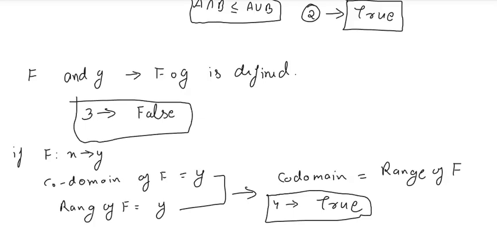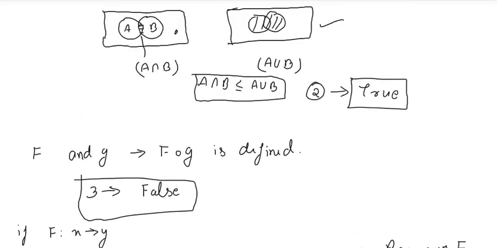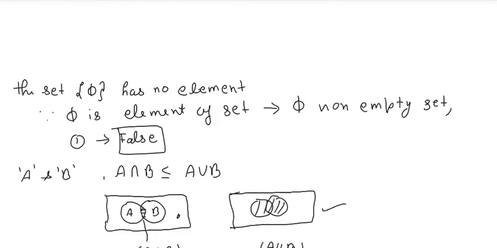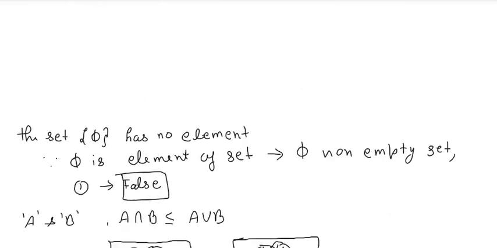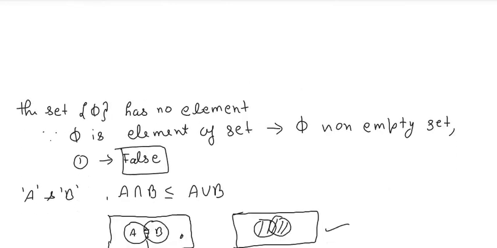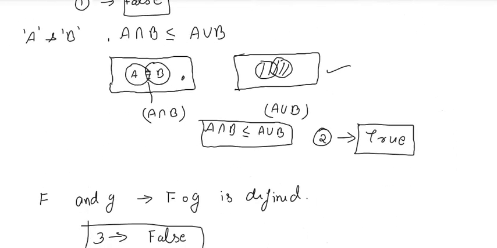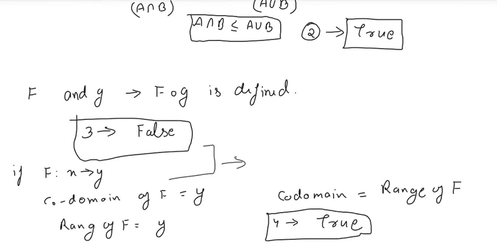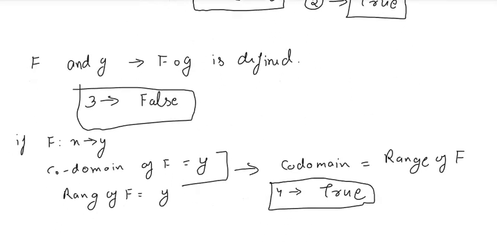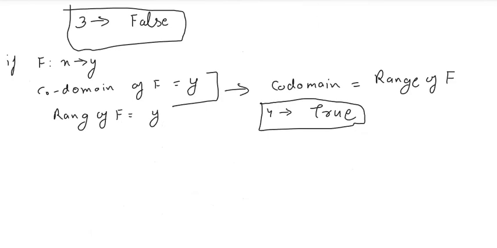And statement third is false. So from here we are concluding that statement 1 is false, statement 2 is true, statement third is false, statement 4 is true.